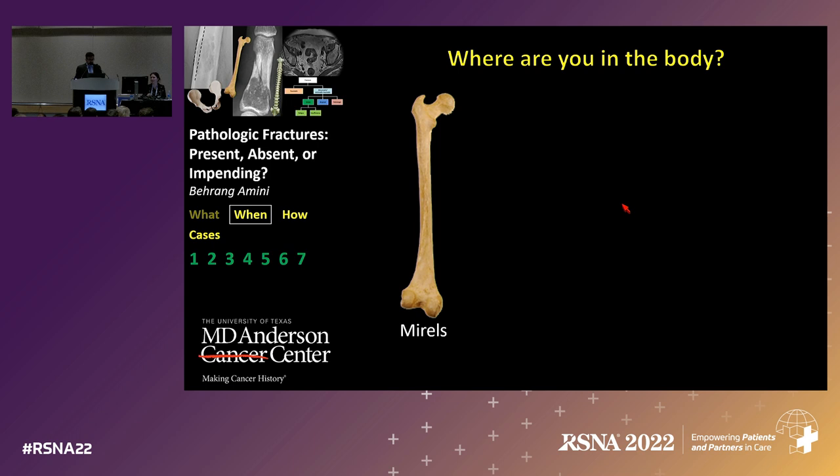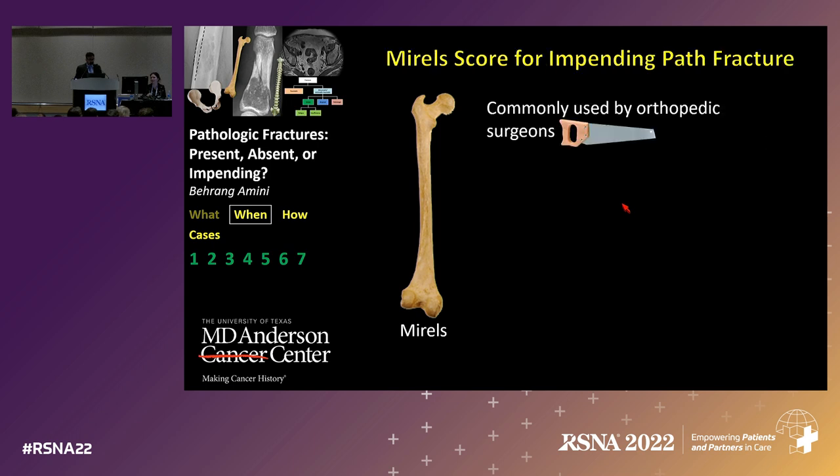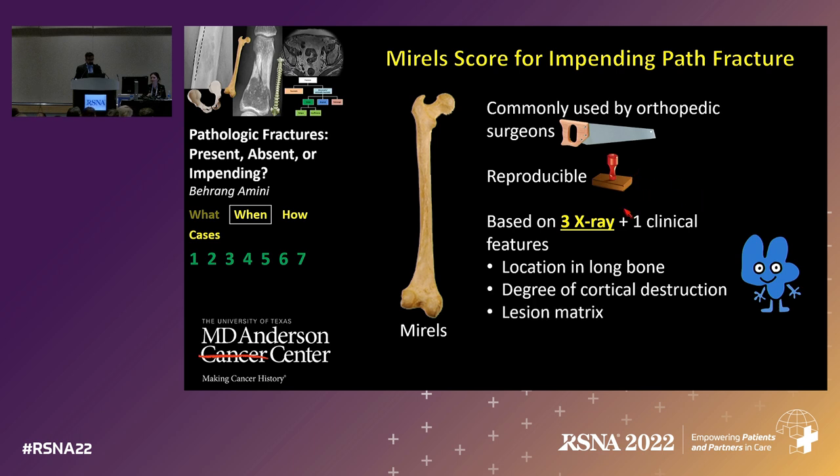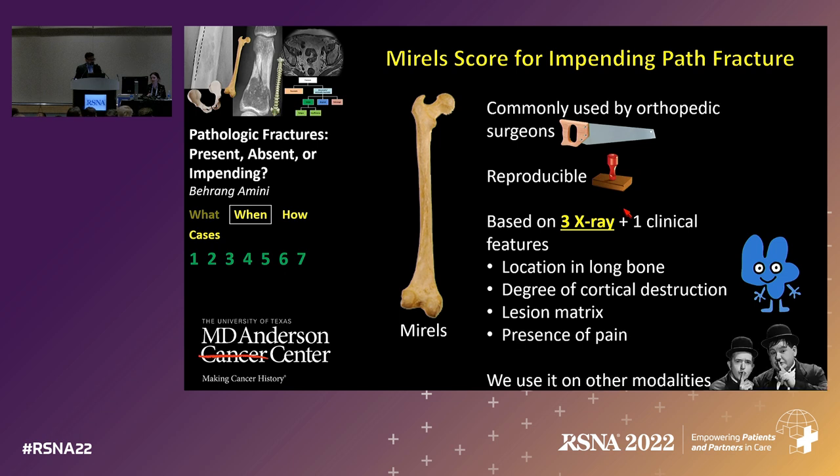So the Mirels classification and the SINS classification, start with Mirels. It's commonly used by ortho. It's reproducible, so you can teach this to your fellows. Based on 3 x-ray features and 1 clinical feature, the features are location in long bones, degree of cortical destruction, lesion matrix, and presence of pain. And then, don't tell Mirels, but we also use it on other modalities.